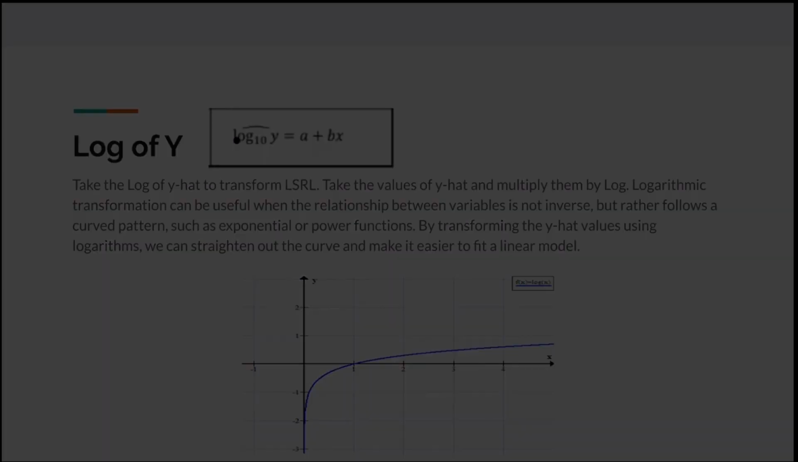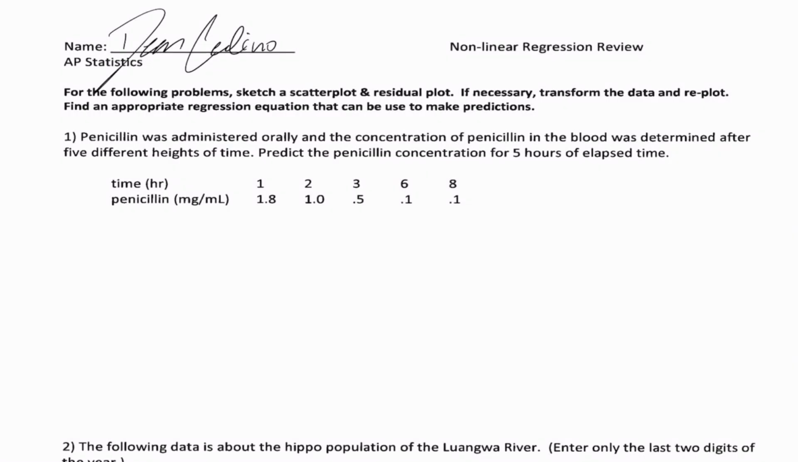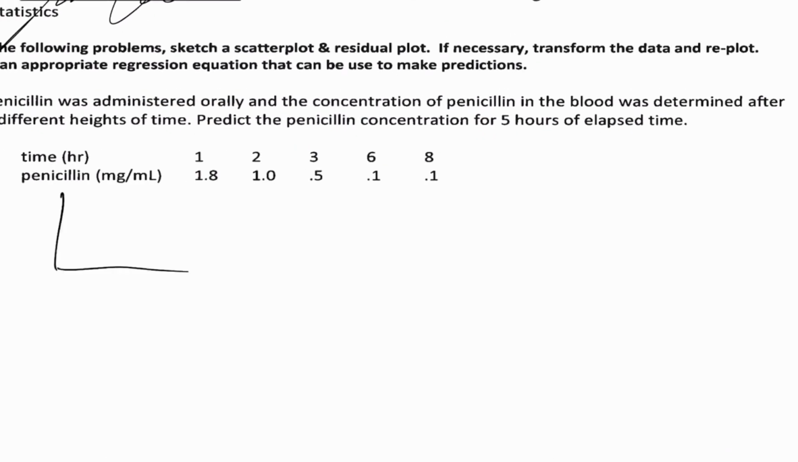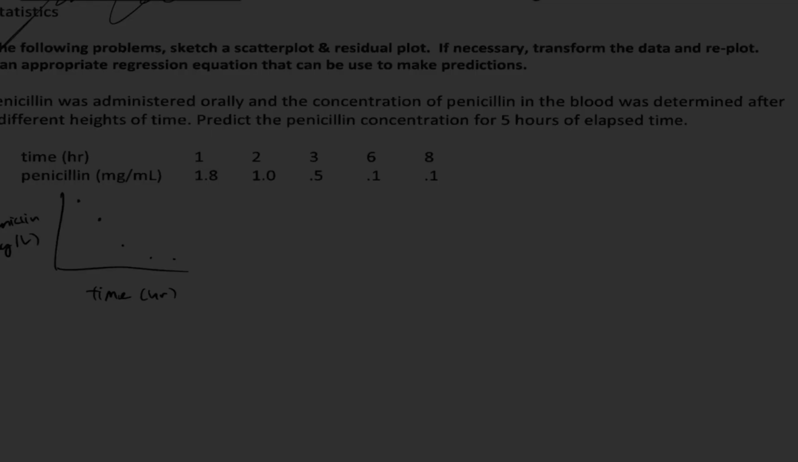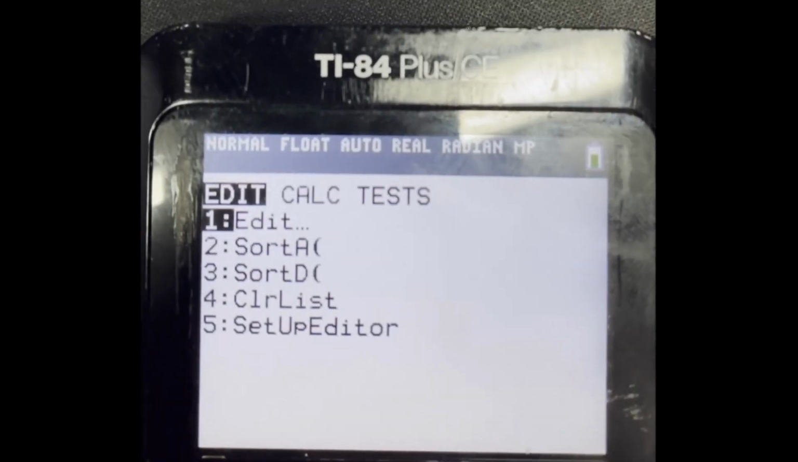Alright, so in this problem we're going to determine what type of transformation we need. Penicillin was administered orally, and the concentration of penicillin in the blood was determined after 5 different lengths of time. Predict the penicillin concentration for 5 hours of elapsed time. First, we're going to plot the x and y values, and then put them into L1 and L2.